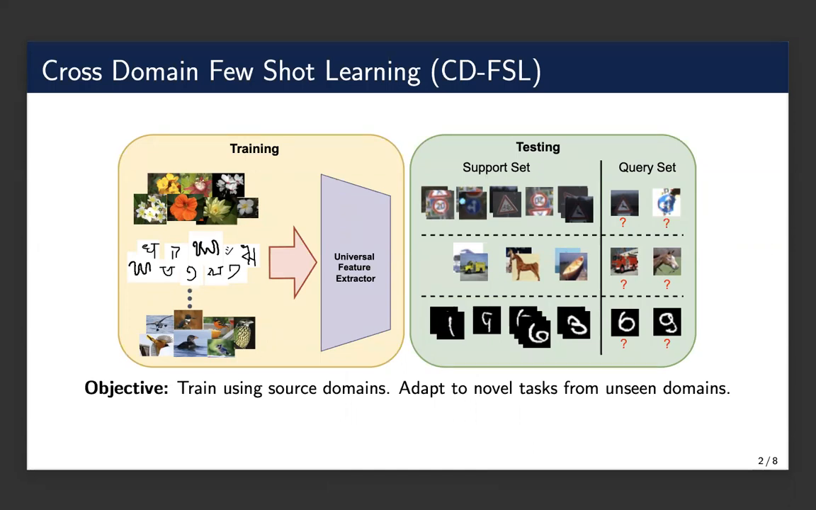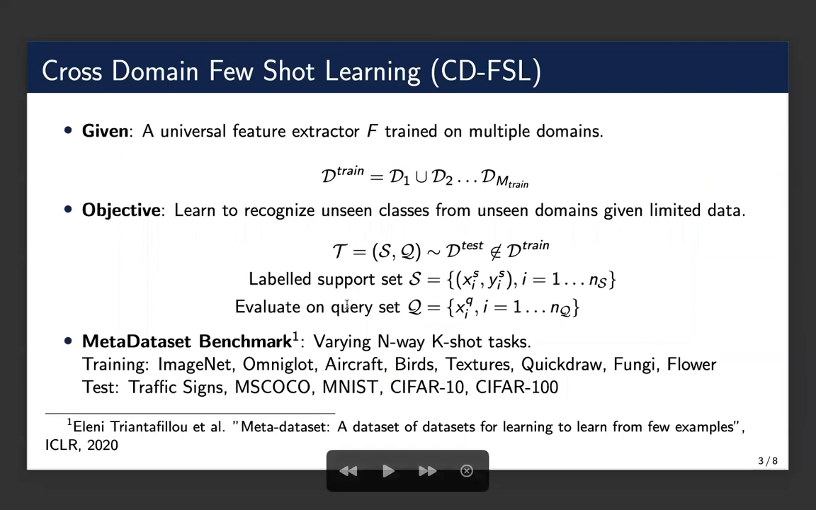A few-shot task is characterized by a support set that consists of a handful of labeled training samples, using which we adapt the universal feature extractor. This model is then evaluated over the query set. So we evaluate our framework on the Meta-Dataset benchmark, which consists of 8 training domains and 5 unseen test domains from which n-way k-shot tasks are sampled.